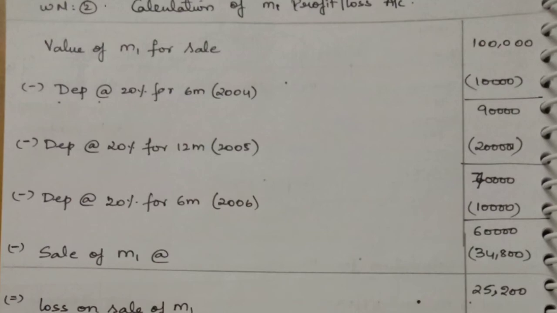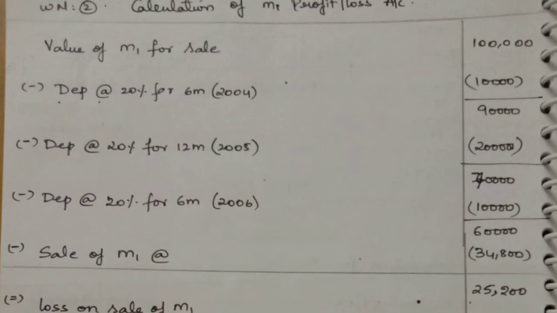If you take the depreciation for 2004 for 6 months, it will come to around 10,000. And next, the amount 90,000 you will get as the net cost. And next year 2005, you need to take the depreciation for 12 months. So for 12 months you are taking the depreciation 20,000, and you will get the amount of rupees 70,000, and 70,000 as on 1st January 2006.